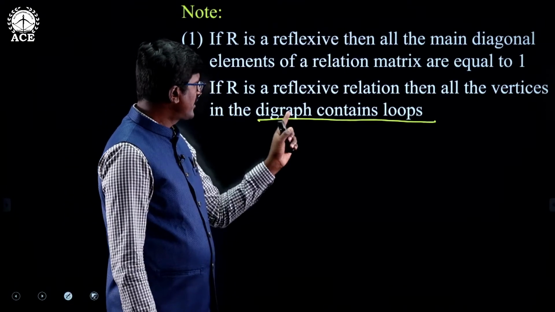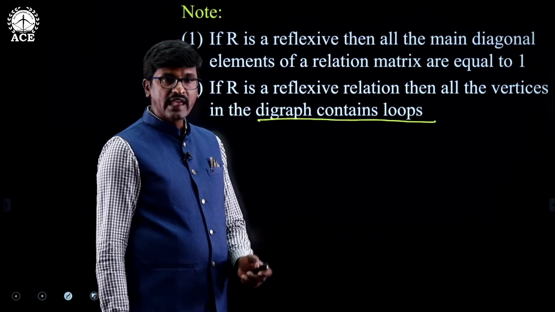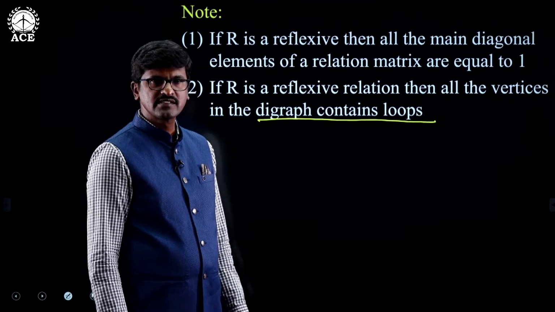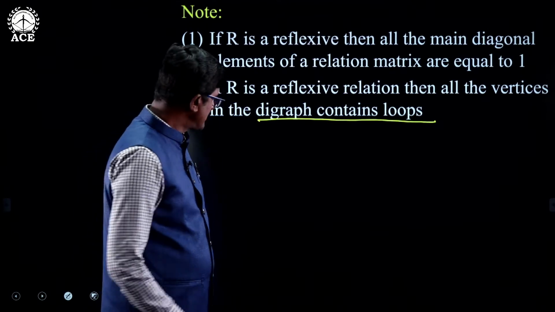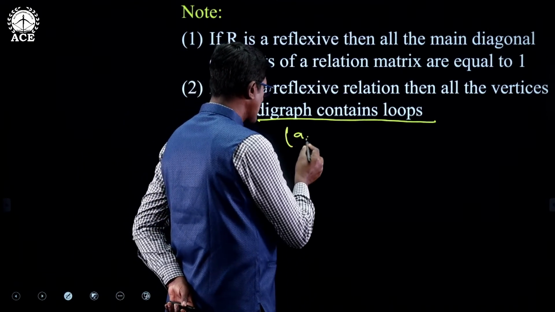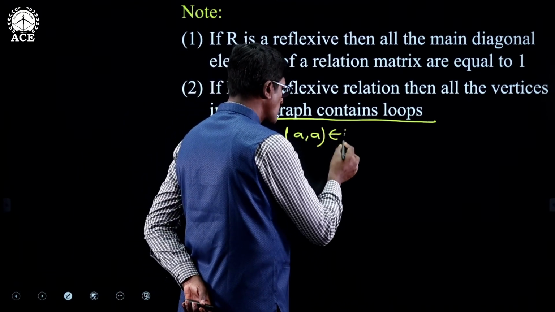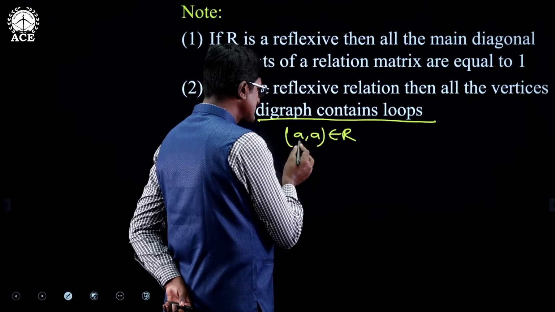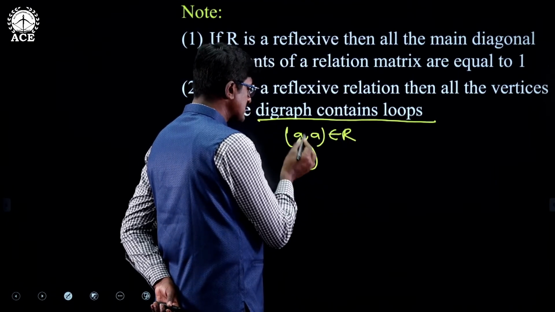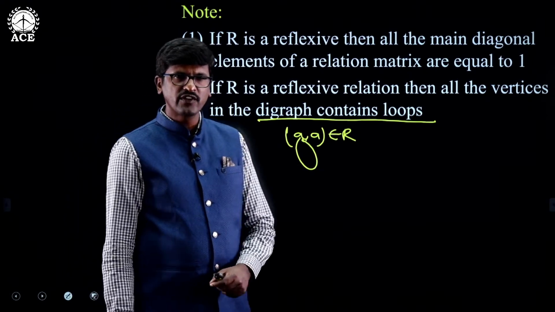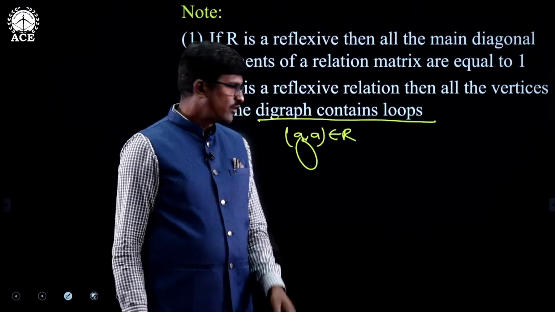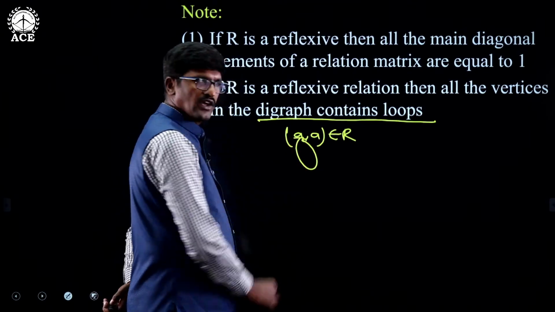So if R is the reflexive relation, then the diagram representation of the reflexive relation will consist of loops at every vertex, since (a, a) belongs to R. (a, a) belonging to R is nothing but there is an edge from a to a itself. If there is an edge from a to a itself, then the vertex a will have a loop.